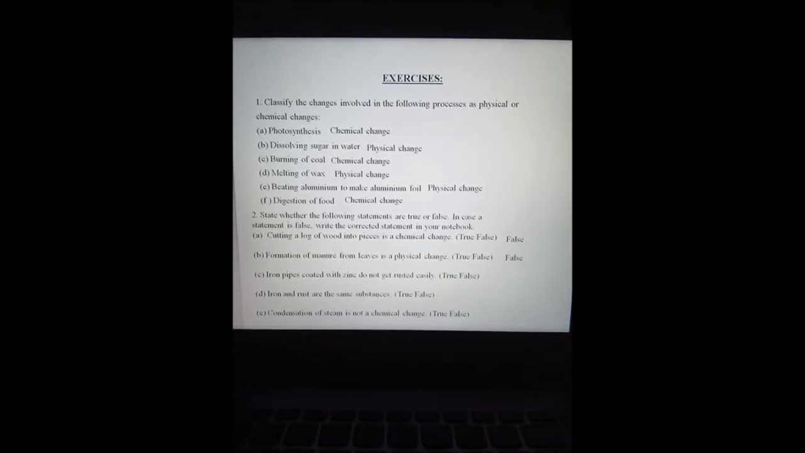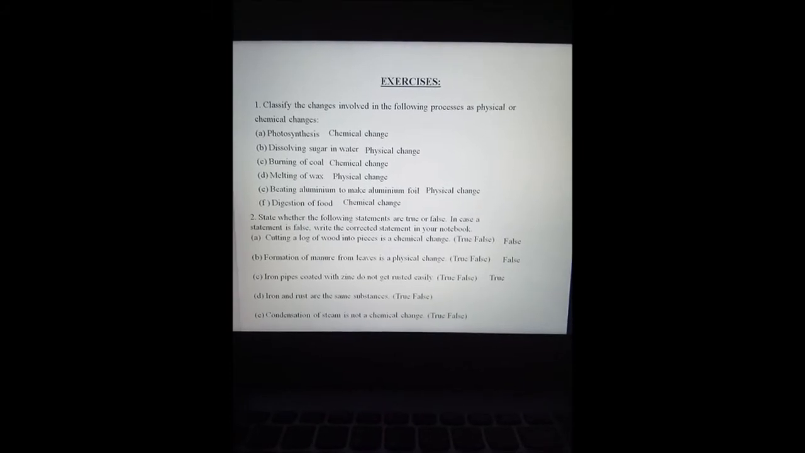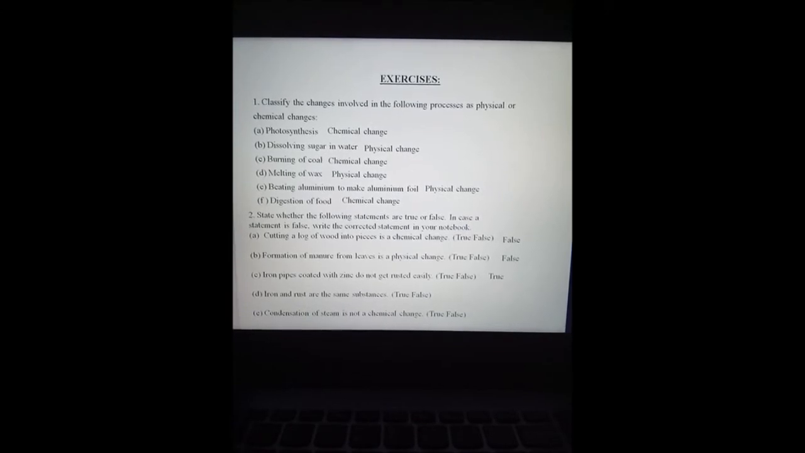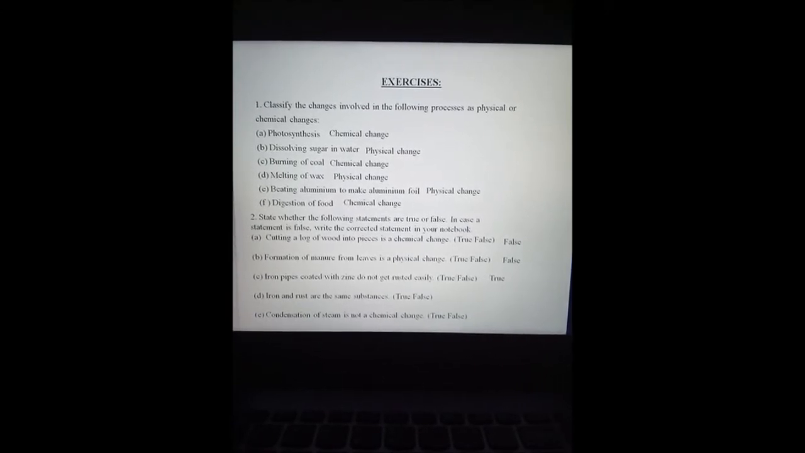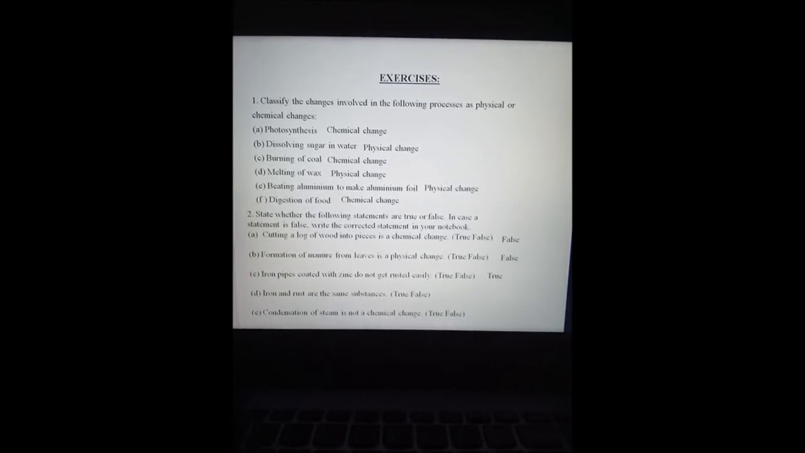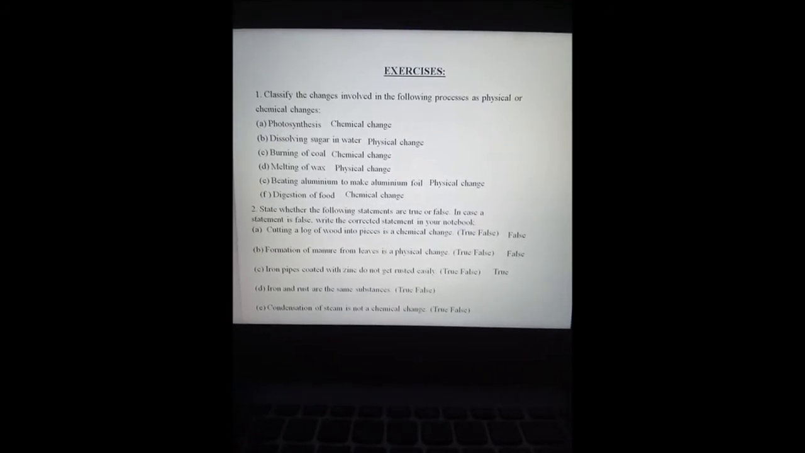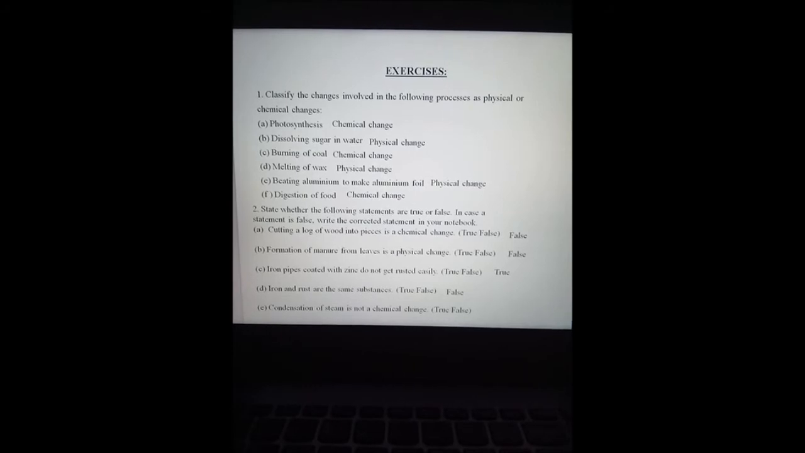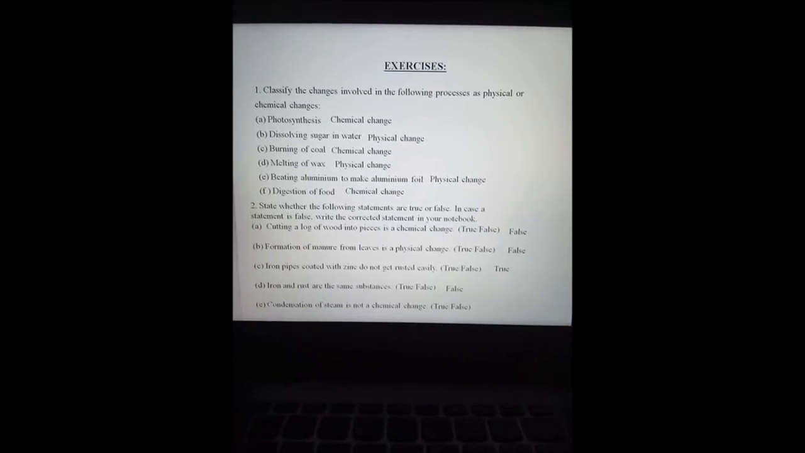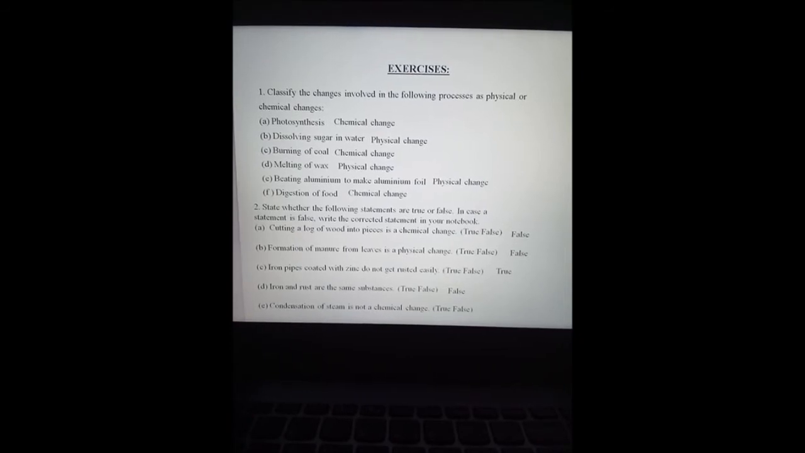Iron pipes coated with zinc do not get rusted easily. True, because if we coat an iron pipe, the moisture contact and the air contact will get prevented, so it won't get rusted easily. Iron and rust are the same substances. No, they have different chemical properties, so the statement is false. Condensation of steam is not a chemical change. True, because steam condenses to water droplets, the chemical properties are the same, so it's not a chemical change.